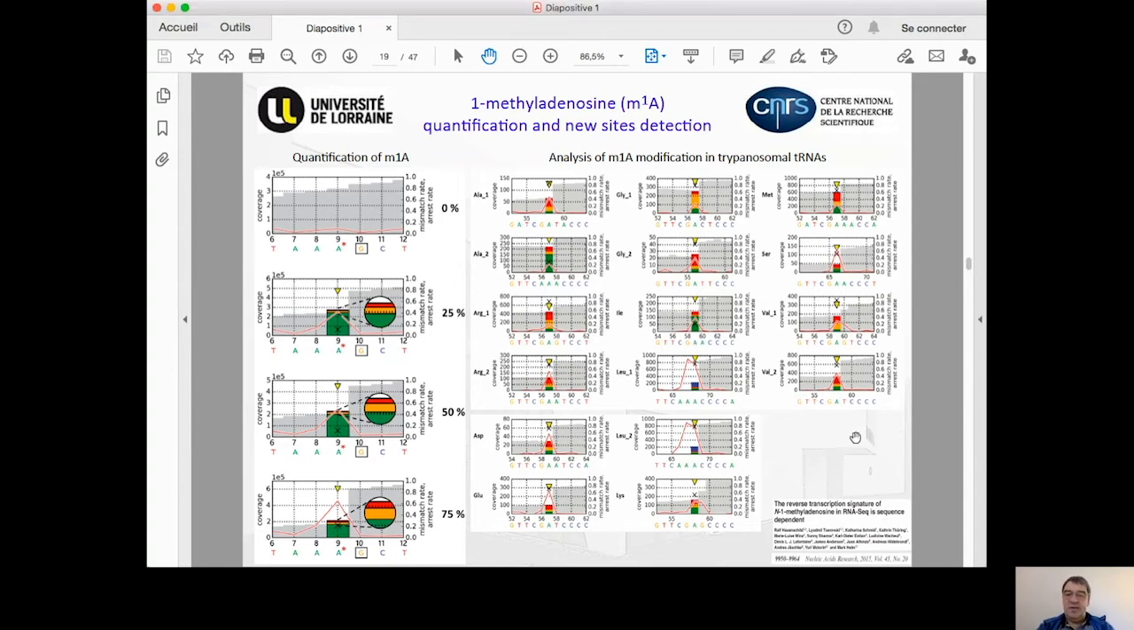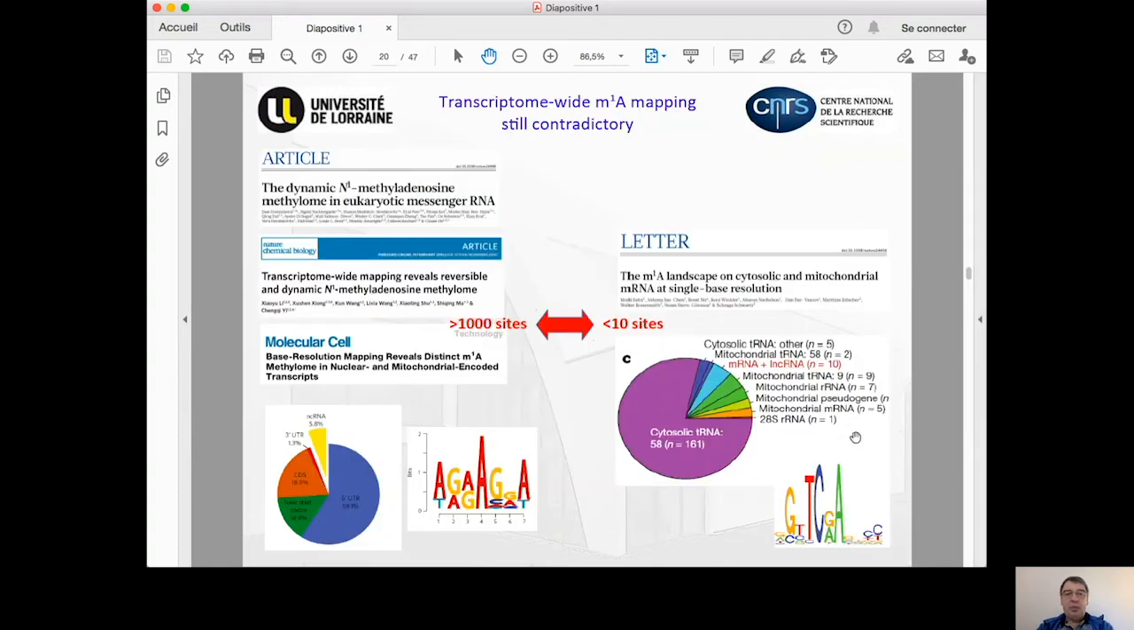So the presence of M1A in messenger RNA is still highly contradictory. There were reports stating that over 1,000 sites of M1A can be found in different eukaryotic transcriptomes, and the consensus sequence for M1A modification is this GA-rich motif. And at the same time, in parallel, another study found M1A only predominantly in cytoplasmic tRNAs and very few, if any, sites in mRNA. And the consensus sequence for modification is completely different. So this should still be clarified by complementary studies.